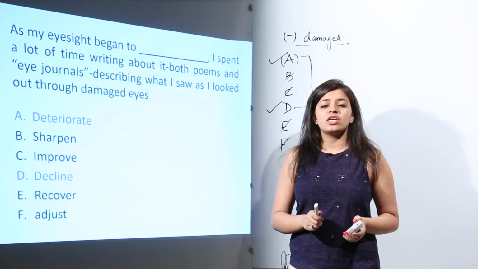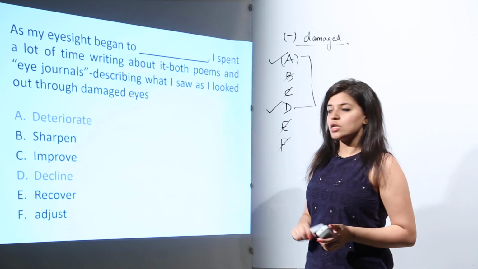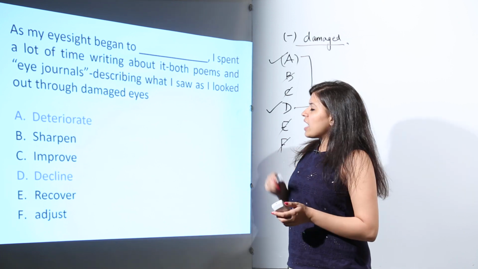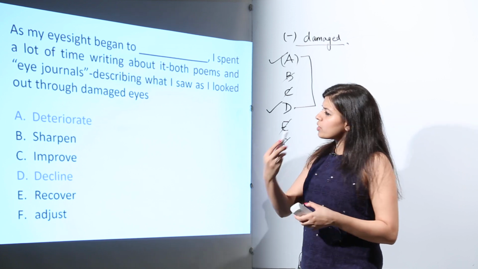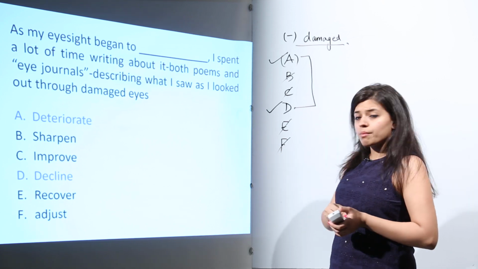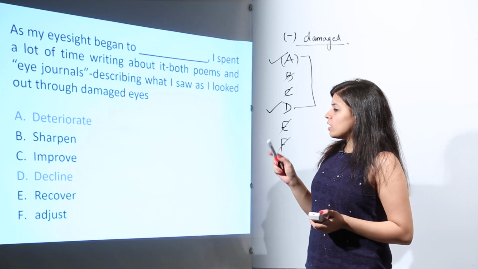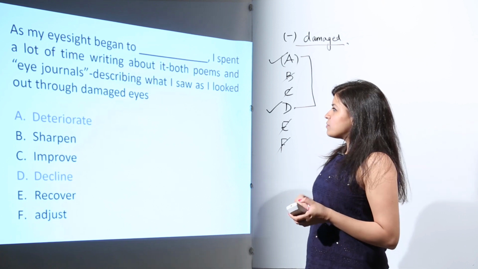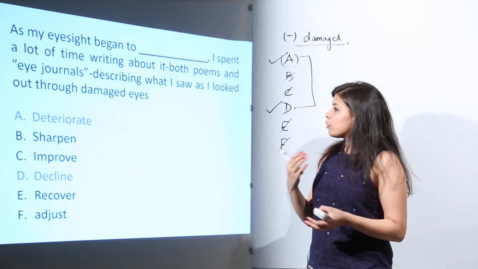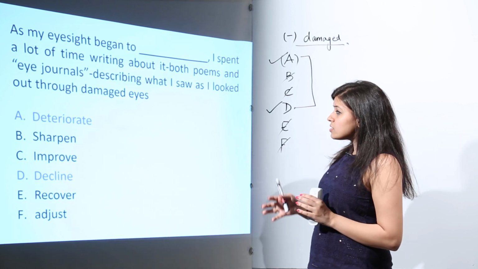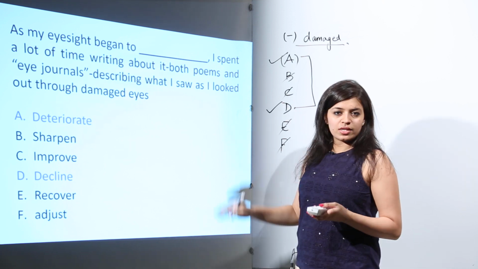Now, cross-examination in this case is very necessary. So, let us put both these words. As my eyesight began to deteriorate, I spent a lot of time writing about it, both poems and eye journals describing what I saw. It easily fits. Now, let us see the word decline. As my eyesight began to decline, I spent a lot of time writing about it, both poems and eye journals describing what I saw as I looked out through damaged eyes.